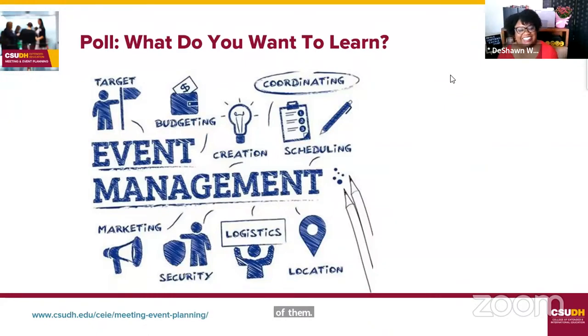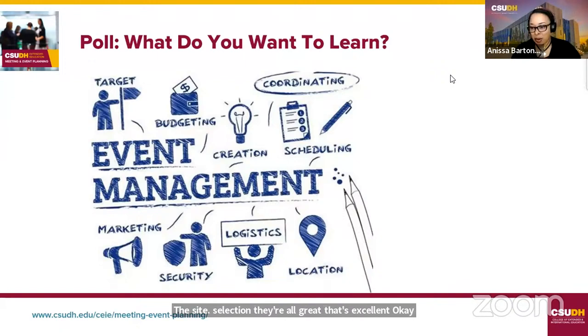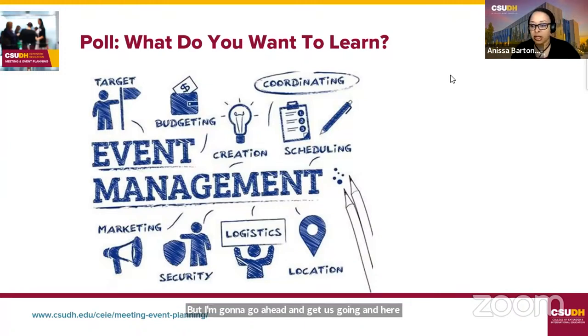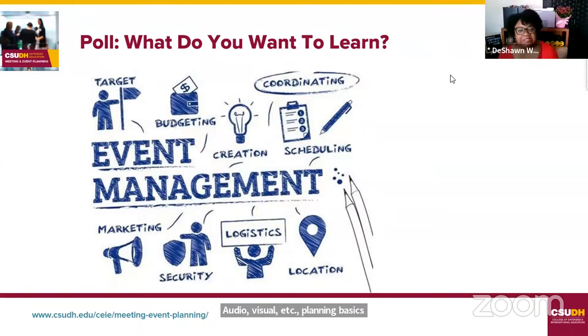That's excellent. Okay, I'm going to go ahead and end the poll. We have 80% participating, and here are the results. The question again is, what do you want to learn? Budgeting, risk management, venue selection and services, which includes food and beverage, audio visual, etc., planning basics, and career planning. So nobody wants to know about risk. Okay, we'll change that by the end. But no, it's good. I'm glad to see that 33% are looking at budgeting, and career planning is great.